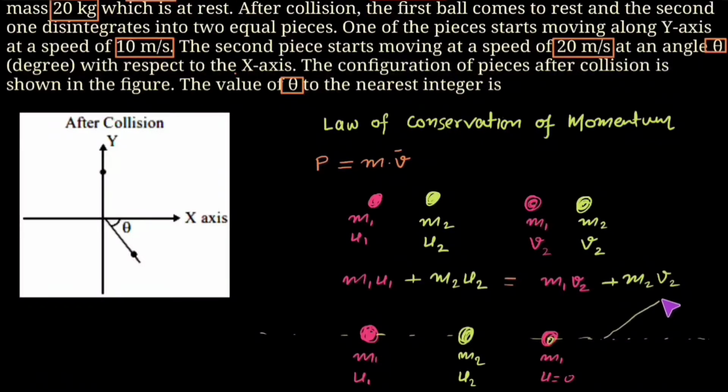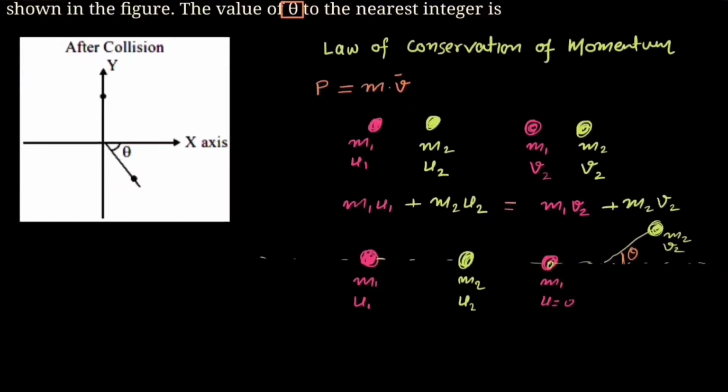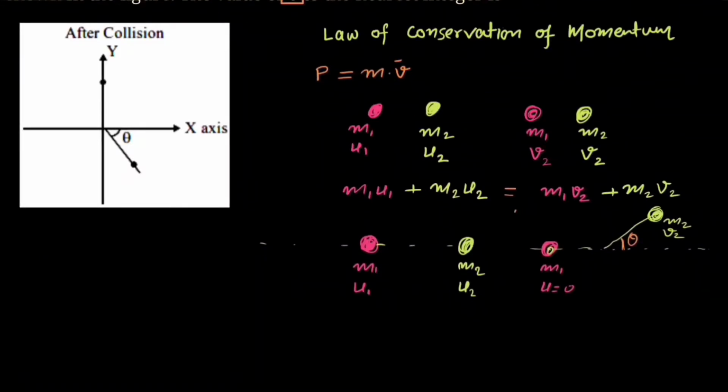Suppose it starts moving in this way. So the mass of this body is m2, the velocity is v2, and this is making an angle of theta degree with respect to the x-axis. Now if we want to apply the law of conservation of momentum here, what can we do? We can simply find the momentum before collision easily because the body is moving in a straight line. But after collision, what can we do?